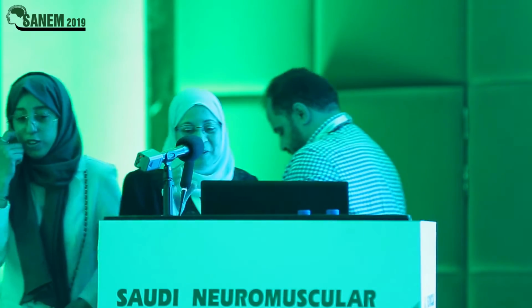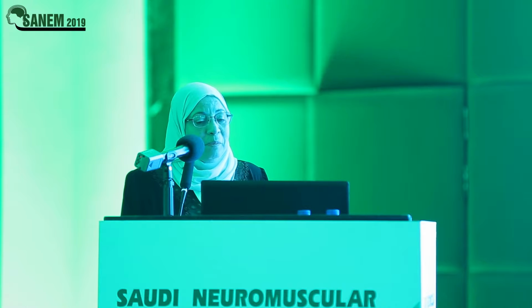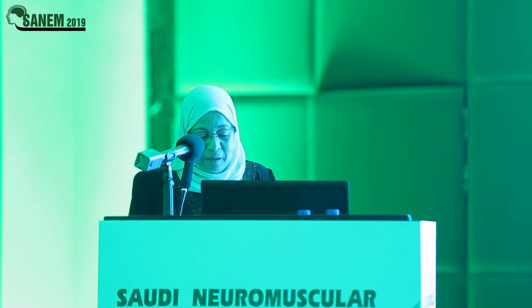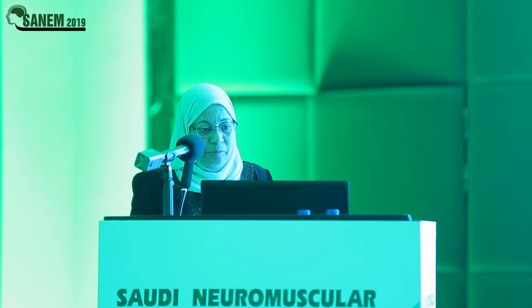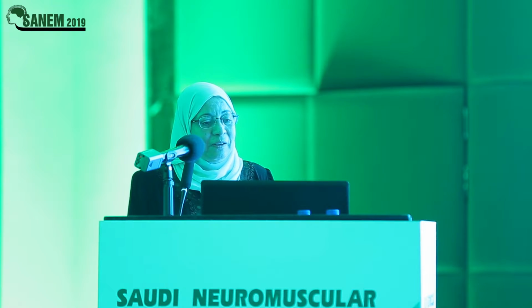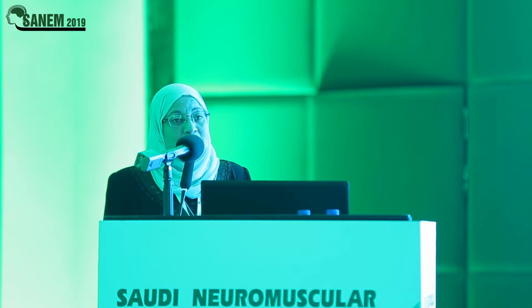Okay, thank you so much. So today I would like to talk about a cohort of Duchenne-Becker muscular dystrophy in Egypt, as we did a molecular and pathological study. Duchenne muscular dystrophy, as we already know, is the commonest type of muscular dystrophy with X-linked inheritance, affecting 1 in 3,500 live male births.